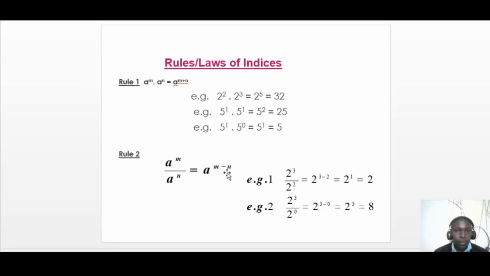Rule number 2 of indices: if you are dividing a raised to power m divided by a raised to power n, we subtract the powers. So we write a, then you subtract the powers, m minus n.